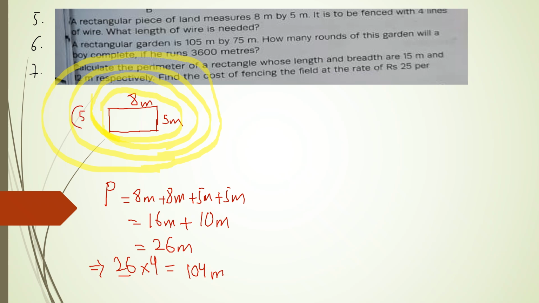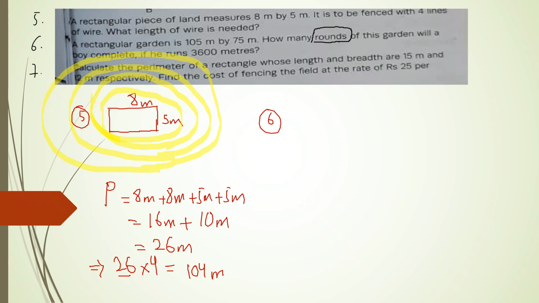This was question number 5. Now let's move to question number 6. Question number 6 says a rectangular garden is 105 meter by 75 meter. How many rounds of the garden will a boy complete if he runs 3600 meters? So firstly, you again see, it's talking about rounds. How many rounds of this garden will the boy complete? So that means we need the perimeter in this case as well, because it's talking about the round, that is this surrounding, right? He has to run around that garden, right?